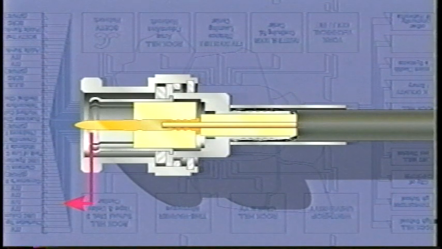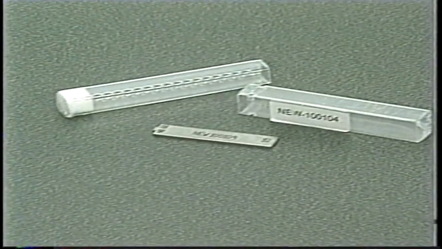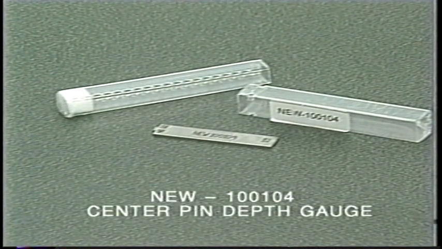Pins that are too long can damage the mating jack, and pins that are too short may not make stable contact. To ensure that the pin is correctly seated, use the NEW 100-104 center pin go, no-go depth gauge. The go end of this gauge has a 0.03 of an inch step on the end, and the no-go end has a 0.40 of an inch step on the end.